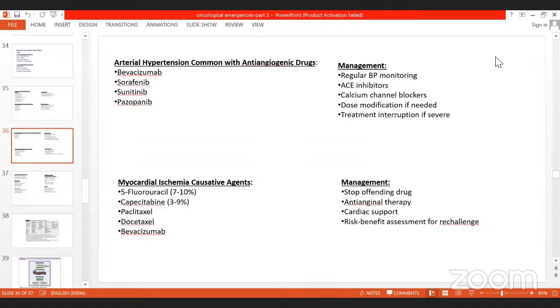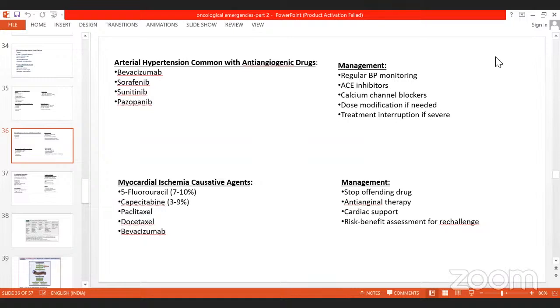And myocardial ischemia causing agents mainly are 5-fluorouracil. So this 5-FU is a medication. It's the most common chemotherapy which we give in most of the cancers. Like we generally give it in head and neck cancers, stomach cancer, and we also give in most of the other cancers like colon and rectal cancers also. So whenever we are giving this 5-FU, there may be myocardial changes which may occur, like a spasm or any kind of Prinzmetal angina is also expected with this 5-FU.